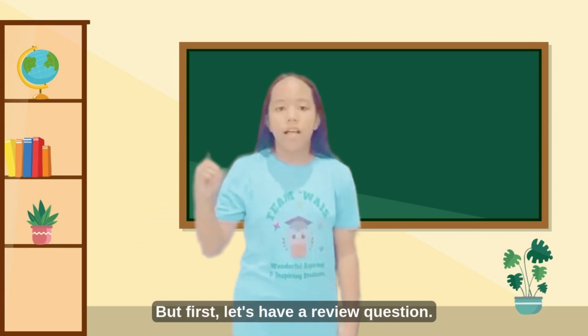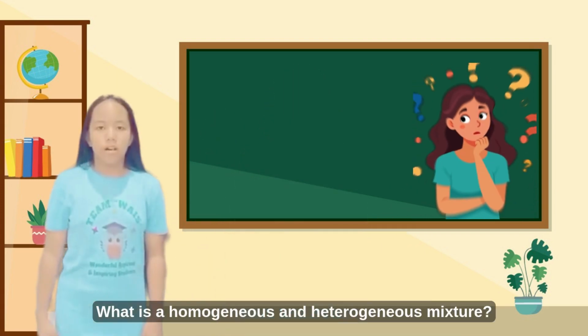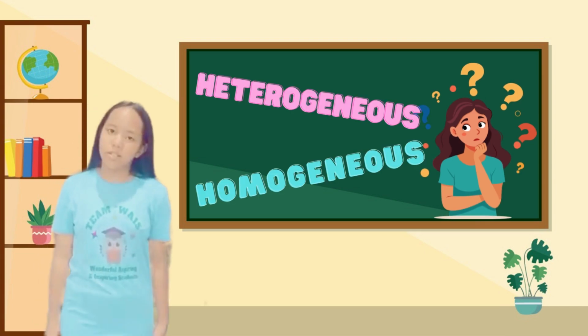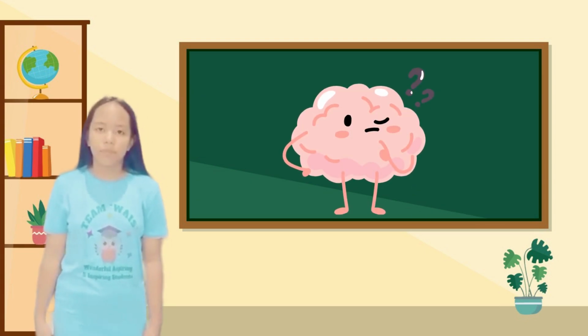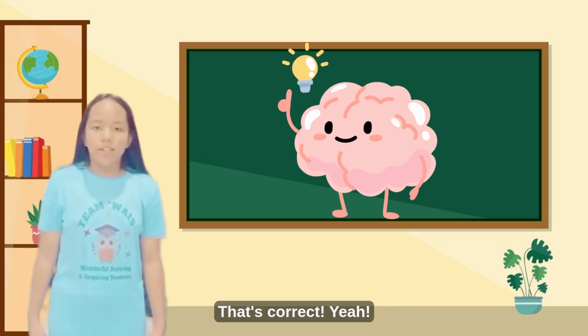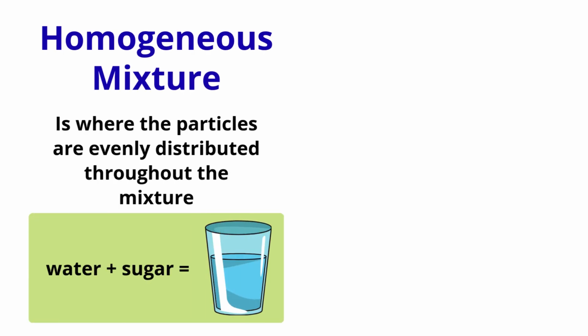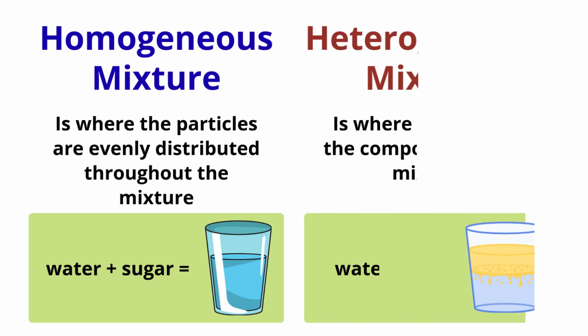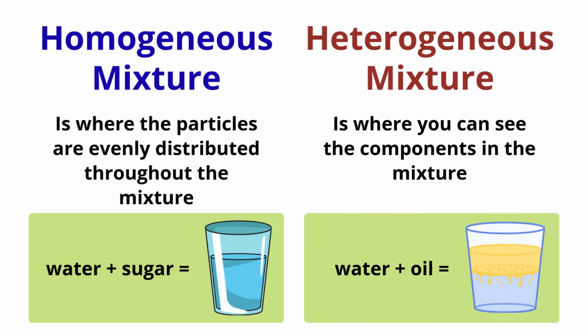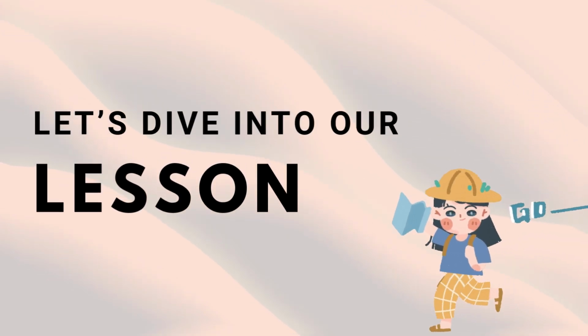But first, let's have a review question. What is a homogeneous and heterogeneous mixture? That's correct! A homogeneous mixture is where the particles are evenly distributed throughout the mixture, while the heterogeneous mixture is where you can see the components in the mixture. Now let's dive into our lesson.